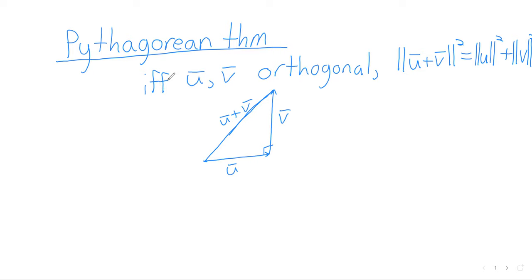This is actually an if and only if statement. If this equality holds, u and v are orthogonal. And that's true with the normal Pythagorean theorem as well. If you have a triangle that is not a right triangle, it does not satisfy the Pythagorean theorem. This side squared plus this side squared is not this side squared.